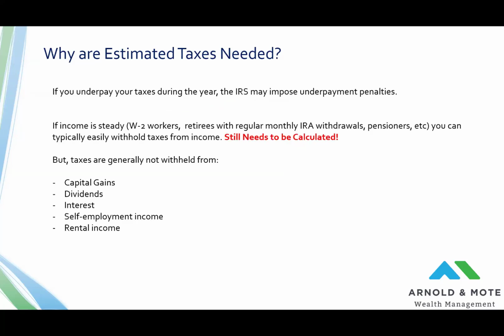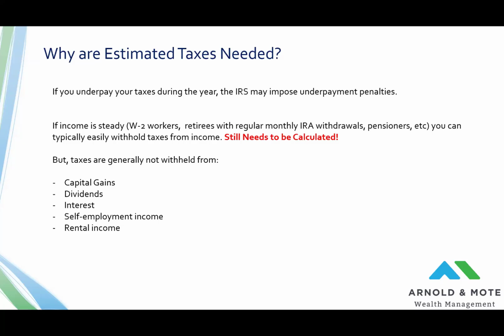And so, why are these estimated taxes needed in the first place? Again, if you underpay your taxes, the IRS is going to impose some kind of penalty on you. And if your income is steady, so this is your general W-2 worker, retirees who get just a regular monthly IRA withdrawal, pensioners, Social Security people, for example, typically you can just easily withhold taxes from this type of income. You still need to calculate how much you need to withhold, of course, but once you do that, your pay is steady, your IRA withdrawals are steady, and you can set that and forget it.